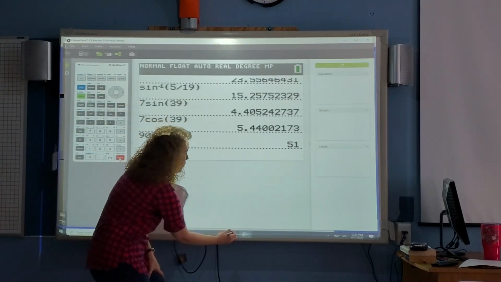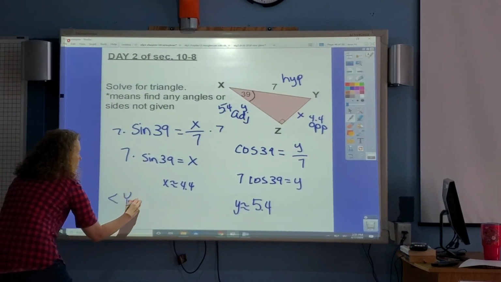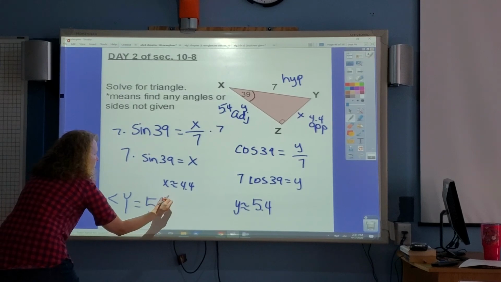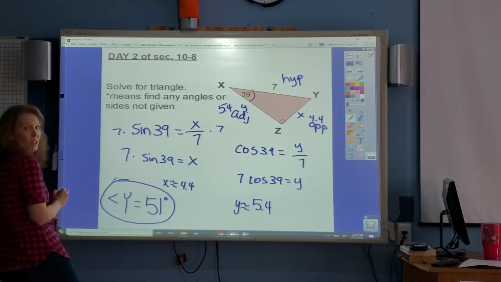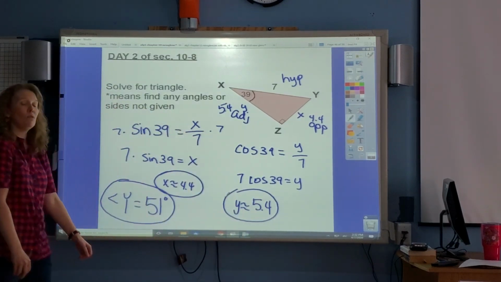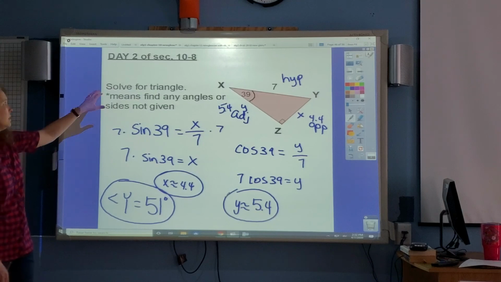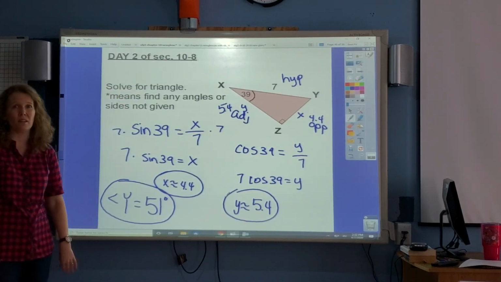And we get 51 degrees. So I'm going to say angle y is 51 degrees. So here's the missing pieces: the measure of angle y, little x, and little y. That's a lot. So when it says solve for the triangle, it doesn't mean one answer. It means go find all the pieces that aren't up there.